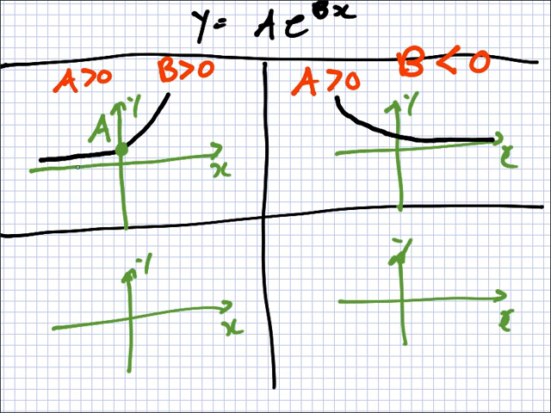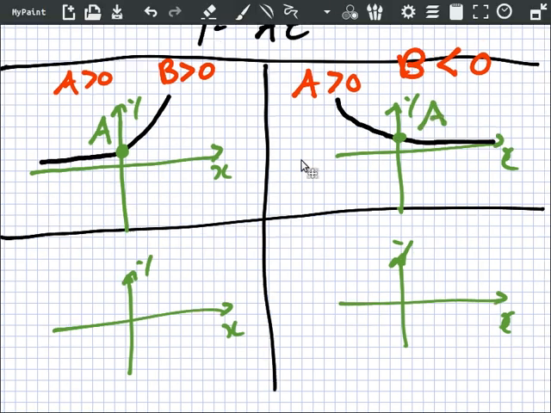Oh, by the way, these graphs don't actually meet the x-axis. Gets close, but doesn't meet. And again, what is this point here? A. Because nothing has changed. You still put in x as 0.